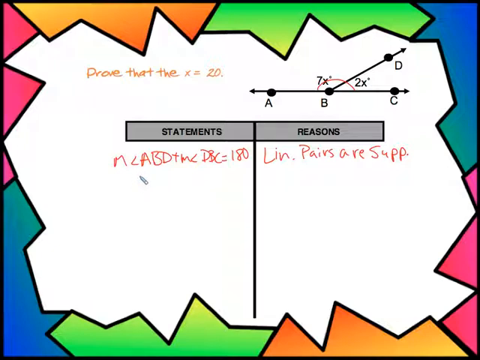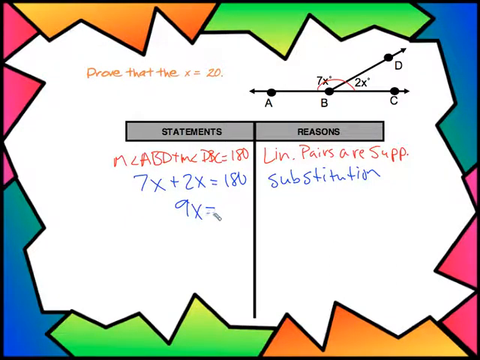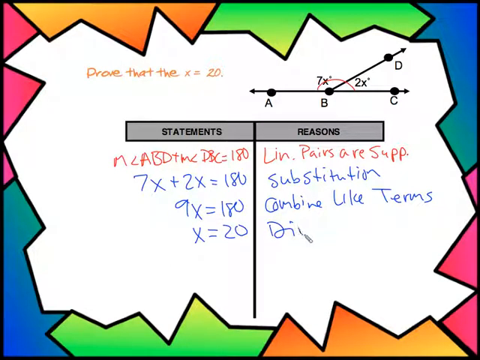The second step is always substitution. So we have 7x plus 2x equals 180. You combine those, you get 9x equals 180. You could put combined like terms or arithmetic either way. I like to put combined like terms if I'm adding x's together. Then you divide both sides by 9 and you get x equals 20, and that's division. So that's a pretty easy proof.